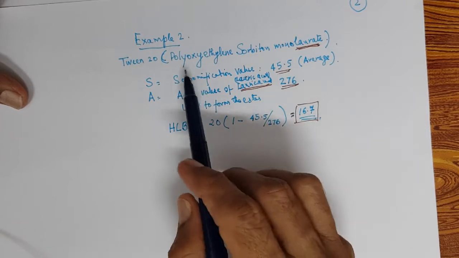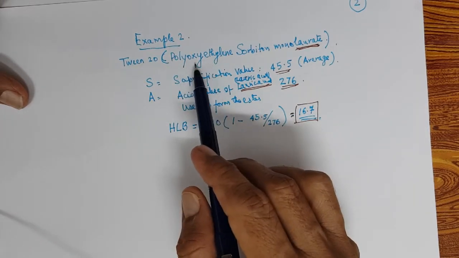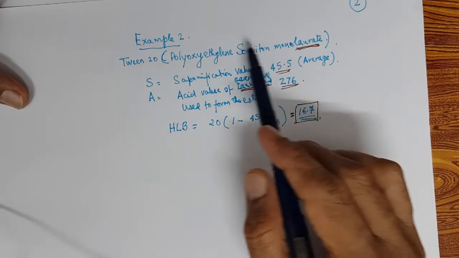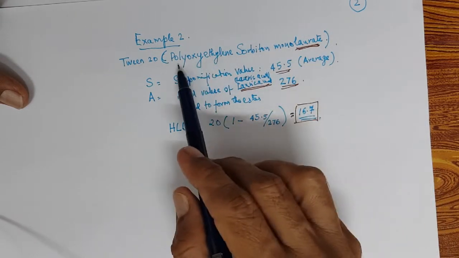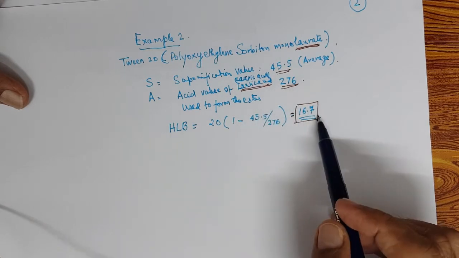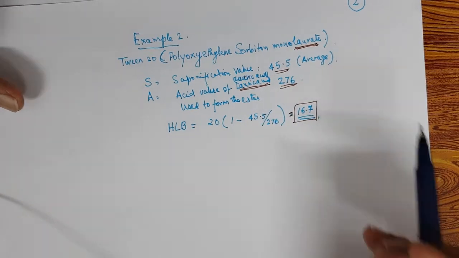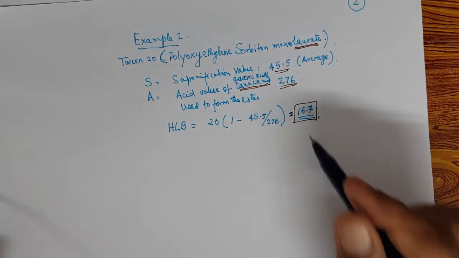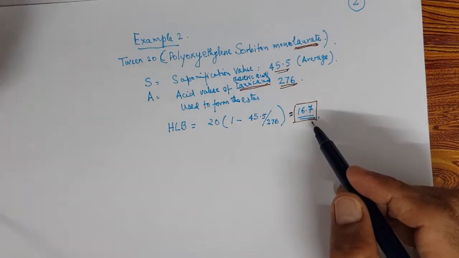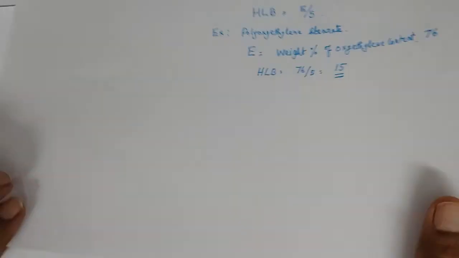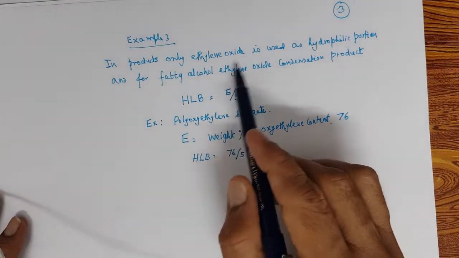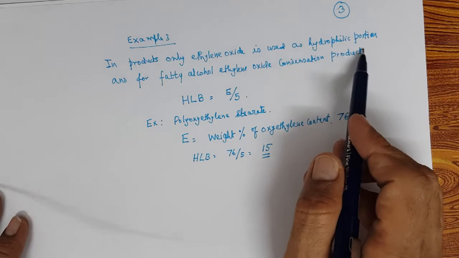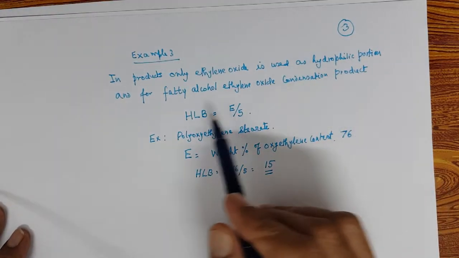When you have sorbitan monolaurate as such, the HLB is low. But when you ethoxylate it, the HLB becomes high. So it becomes more water soluble. So 16.7, it is more water soluble. In such products, only ethylene oxide is used as the hydrophilic portion.